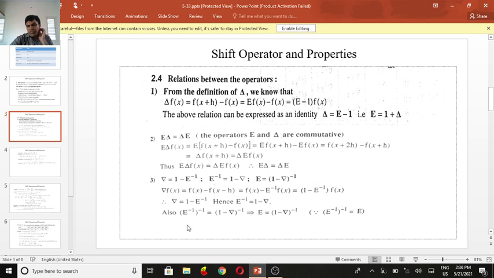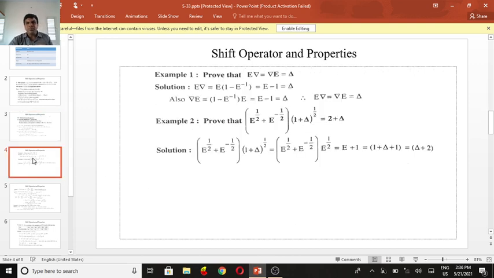So also we can write E inverse of inverse. E inverse is 1 minus backward delta. So again taking the inverse, E can be written as E equals 1 minus backward delta whole inverse. Therefore E inverse of inverse is E.